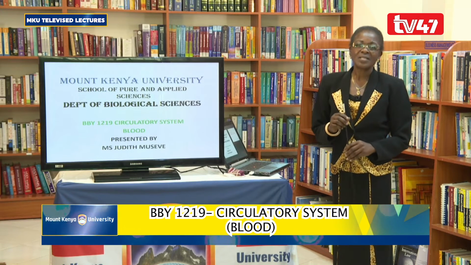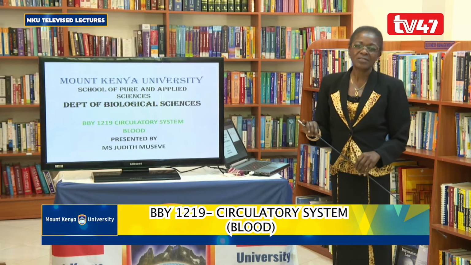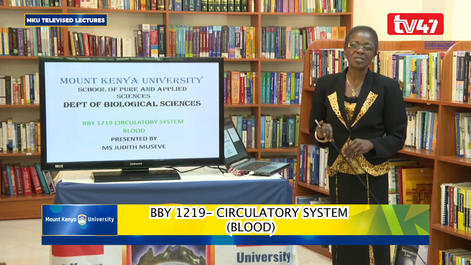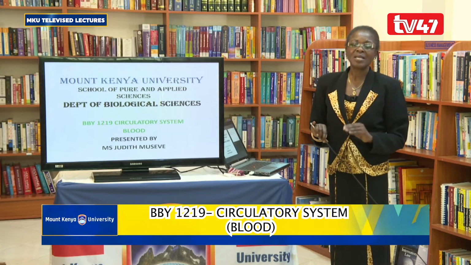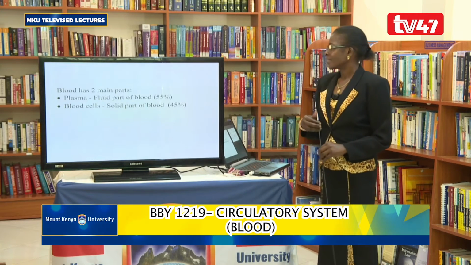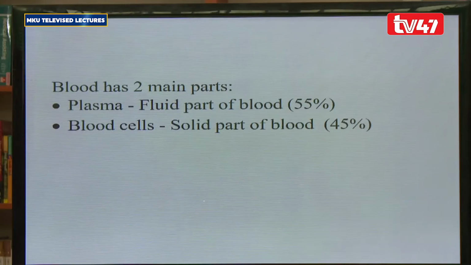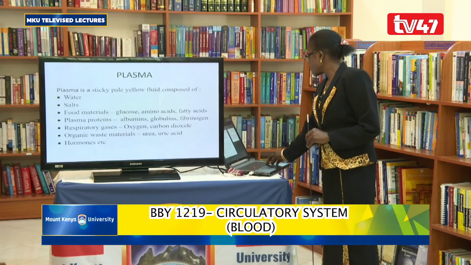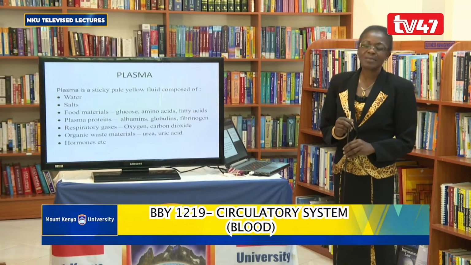Now the blood, you said, is basically a fluid connective tissue whose main business is to transport materials in the body. It is made up of two main parts, a solid part and a liquid part. The fluid part of the blood is the plasma, which makes up 55% of the blood. The solid part is the blood cells, which make up 45% of the blood.